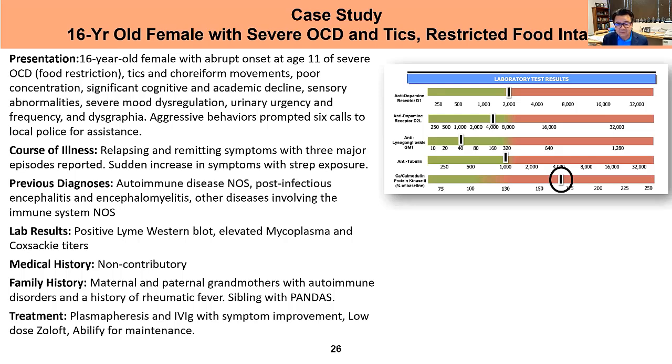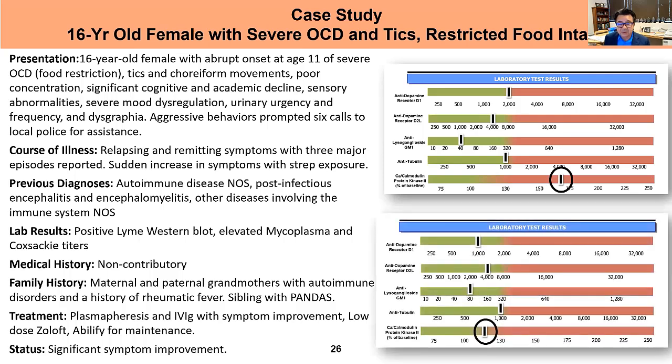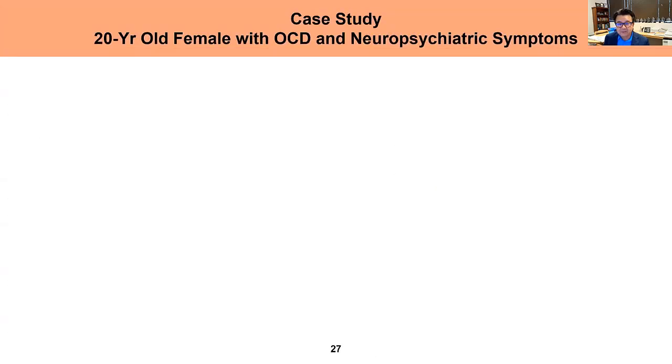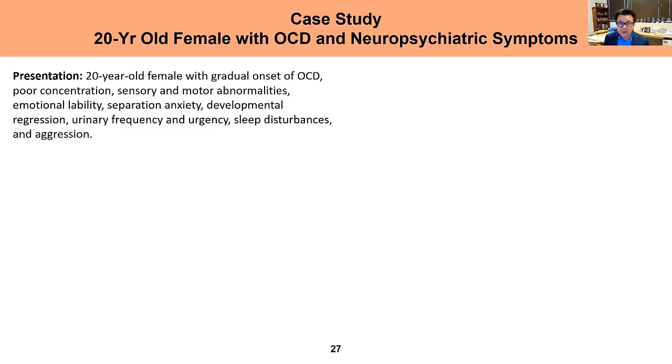The patient was treated with plasmapheresis and IVIG with symptom improvement, low-dose Zoloft, and Abilify for maintenance, with significant improvement in the patient's symptoms. You can see the return to normal range of the calmodulin CaM kinase activity. And then one more, a 20-year-old female with gradual onset. PANDAS/PANS, of course, depending on the age definition, this may not really be a PANDAS patient, but because of gradual onset, the acuity of onset is a criterion for PANDAS and PANS.